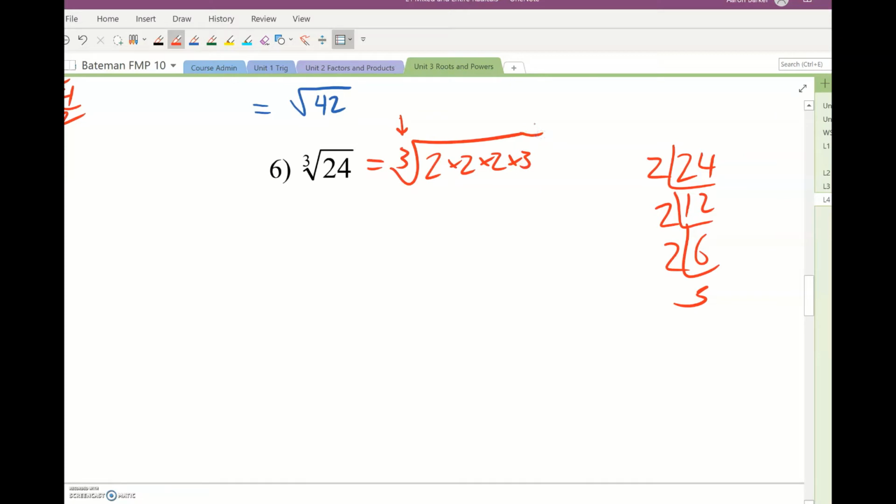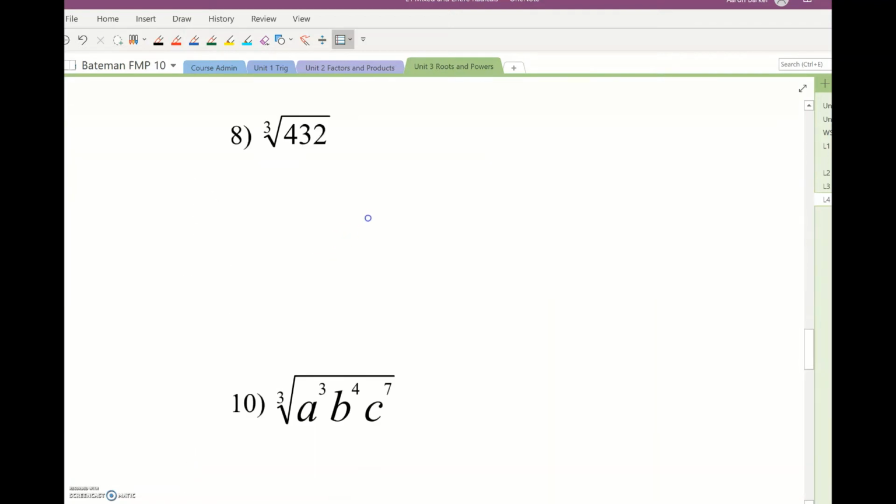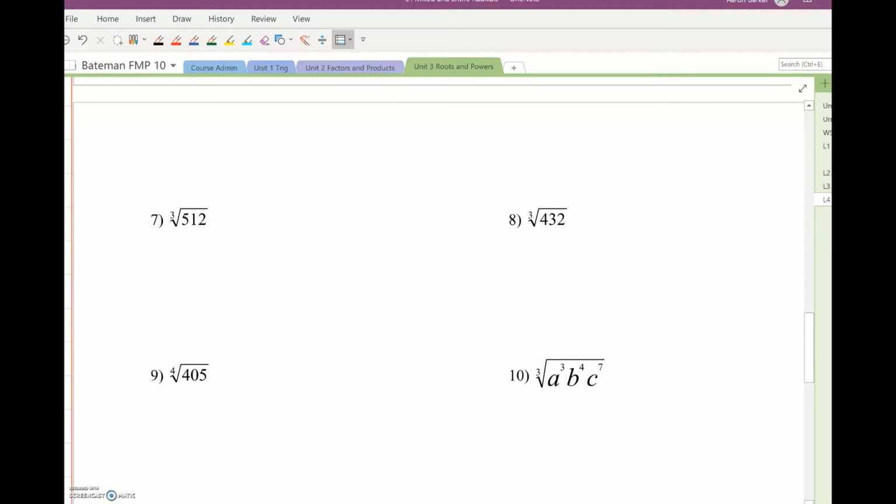Make sure the root covers everything. And so now we're looking for a triple, so we can take out a single 2. So this 2 goes on the outside, and we still have cube root 3 remaining. Final answer.